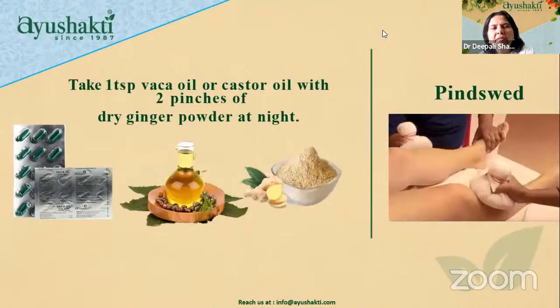There is another thing which is important that you can do at home. Just take 1 teaspoon Vaka oil. Vaka oil is an Ayush Shakti product. But if you don't have it, take castor oil with 2 pinches of dry ginger powder at night. So 1 teaspoon of castor oil with dry ginger powder. You can put the dry ginger powder above the castor oil, or you can mix it with warm water, and drink it with that water.